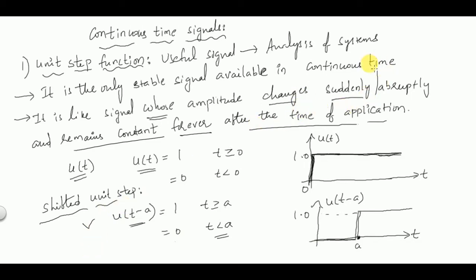A general application of the unit step function is a car ignition key. If you put your car key in the ignition, the engine should start and remain on continuously until it is triggered off again. So if you want to test the engine of a car, you can give the step function as the input. This is about the unit step function.